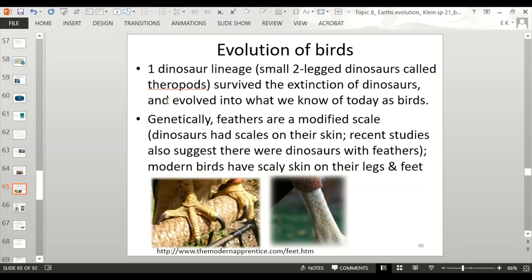And genetically, feathers are a modified scale. So dinosaurs had scales on their skin, but recent studies also suggest there were dinosaurs that had feathers, because genetically, feathers and scales are similar. So it's not that difficult for organisms to have either feathers or scales because it's a similar gene. And when you look at modern birds, their legs and feet have scaly skin.